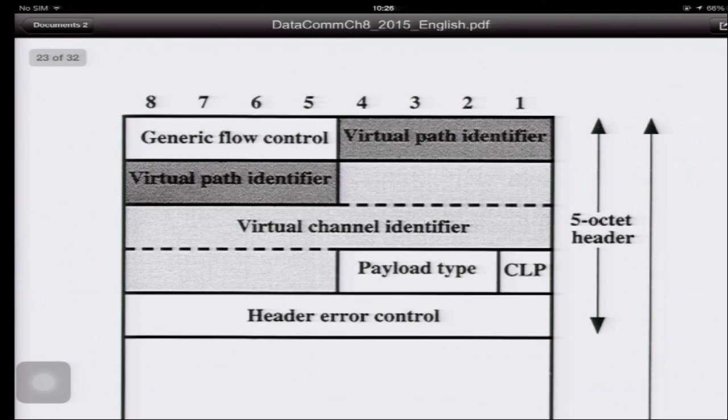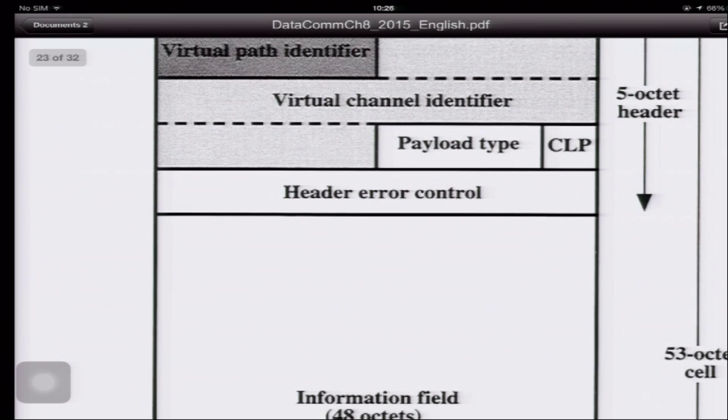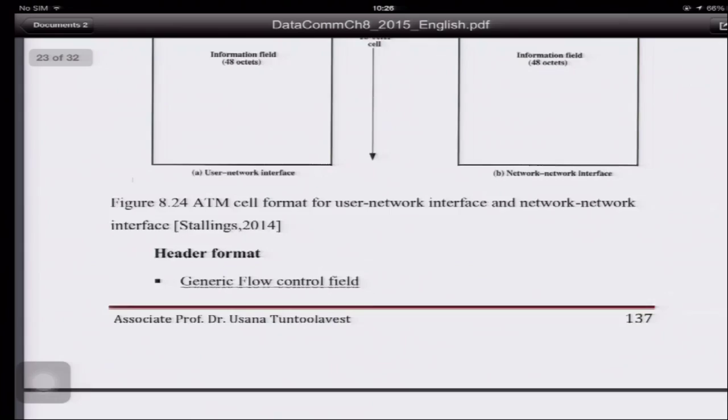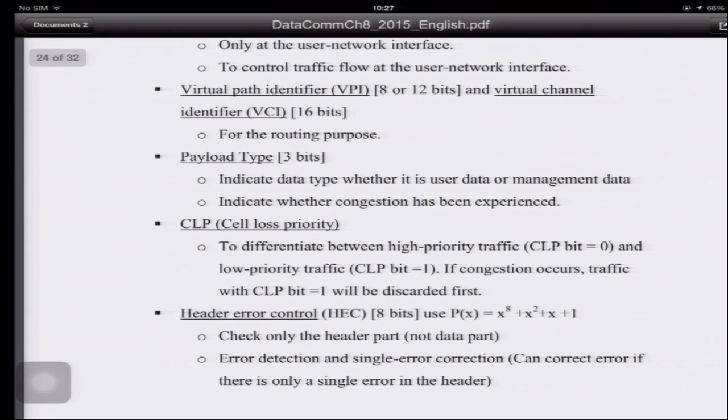Then you have a header error control to check the header. We will talk about this in a little bit. You see that they are very similar. On the left hand side is the general flow control, the user network interface, and with no general flow control is the network interface. We have talked about the header format, the VPI, the payload type already, also the cell loss priority.